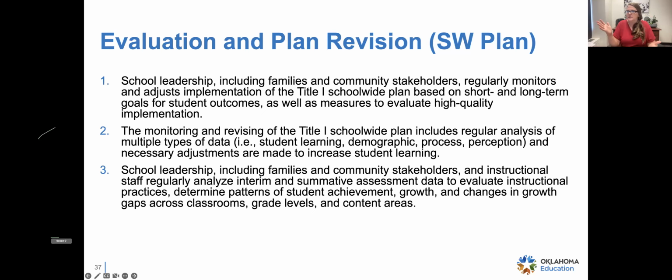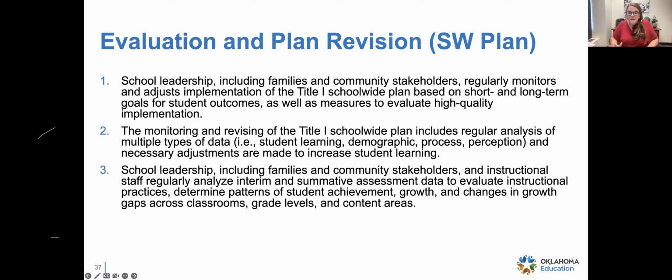Okay, so we did it twice a year, but your school leadership, including families and communities and instructional staff, need to regularly analyze interim and summative assessment data to evaluate instructional practices, determine patterns of student achievement growth, and changes in growth and gaps across classrooms, grade levels, and content. So this is the overall big picture. This is kind of tied with that needs assessment portion. How are you looking at how you're spending your funds? How are you identifying those needs? How are you ensuring that the way that you are investing those funds has the greatest impact for your students?